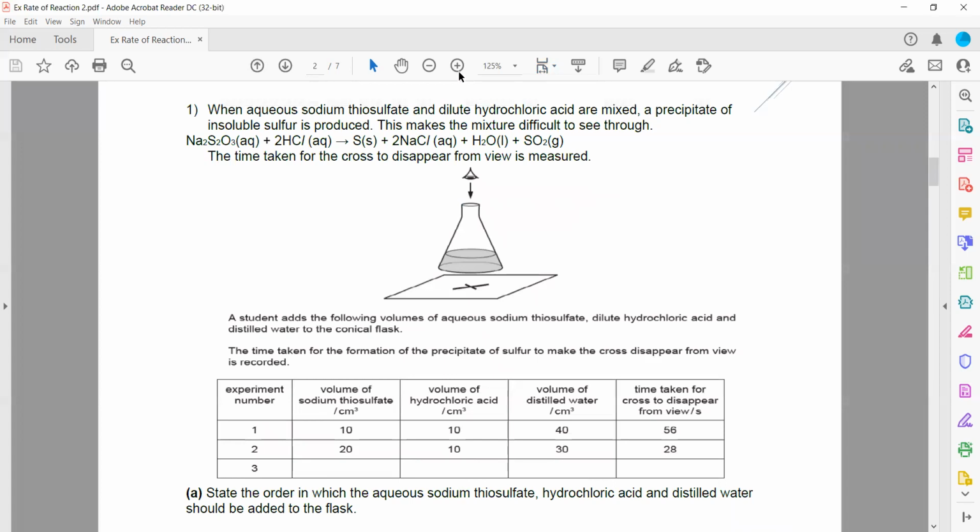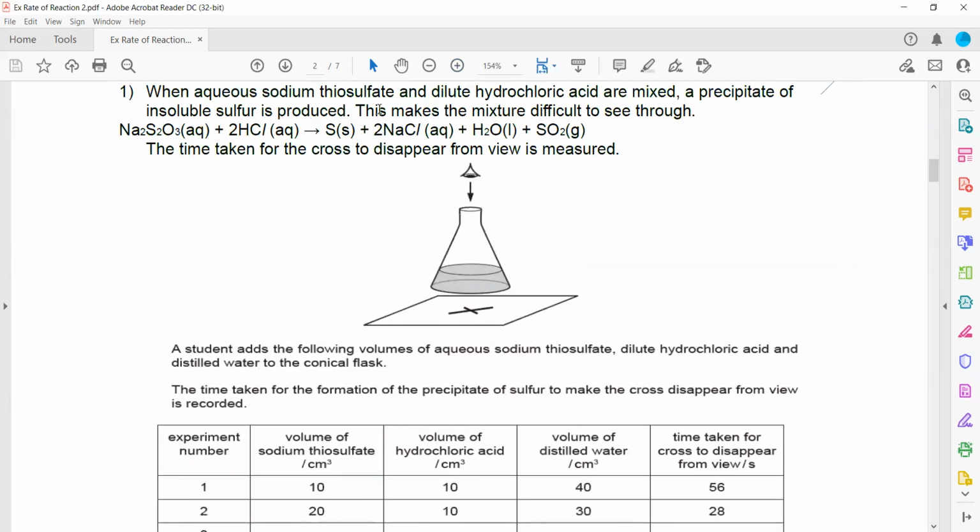In this question, aqueous sodium thiosulfate, Na2S2O3, is mixed with hydrochloric acid, and a precipitate of sulfur is formed. Precipitate means when we mix two solutions and a solid is formed. When the precipitate forms, the cross underneath this conical flask will disappear. We will not be able to see the cross because when the precipitate forms, the light cannot pass through the solid.